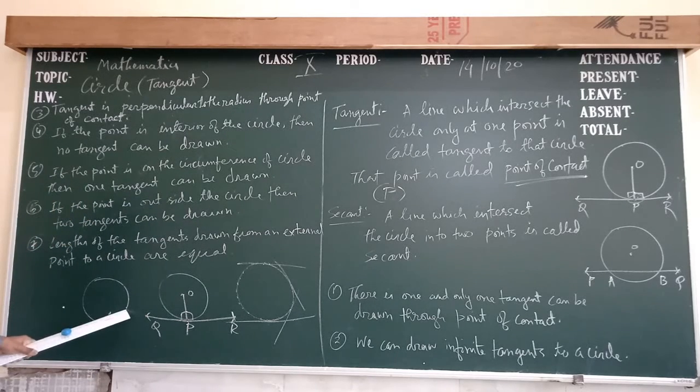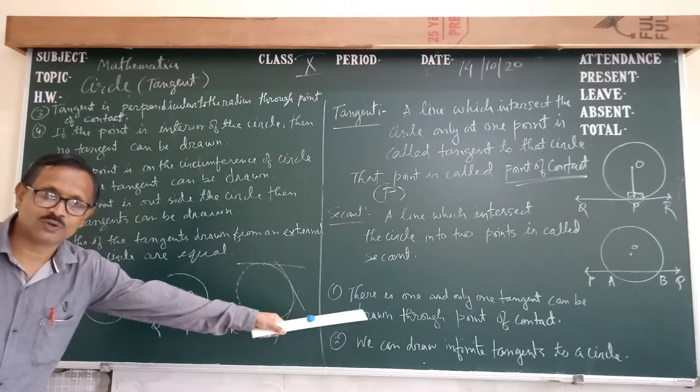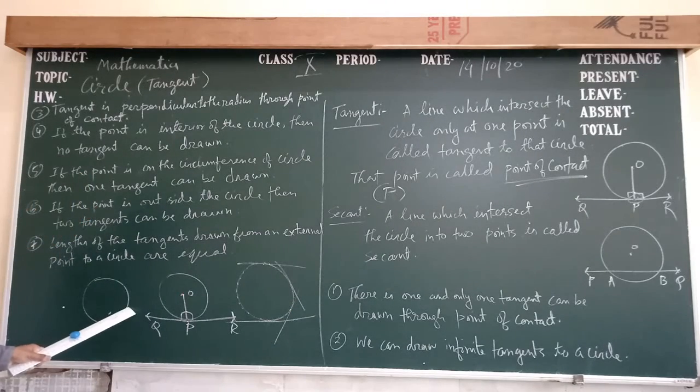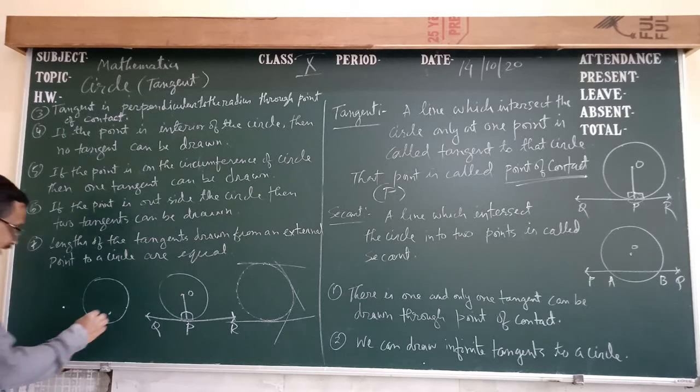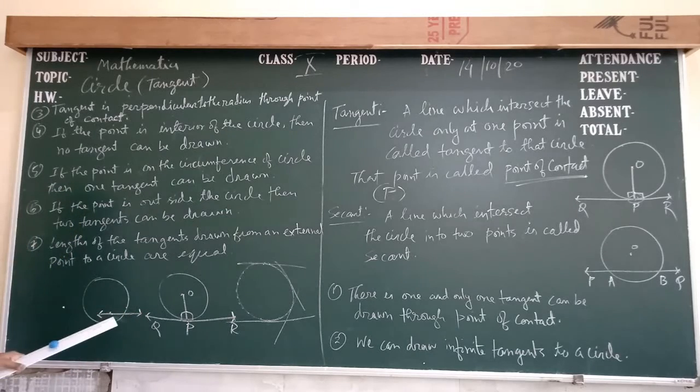If the point is on the circumference, then we know one and only one tangent can be drawn. But if the point is inside, then you may look like this. You may say, sir, only one tangent we have drawn.